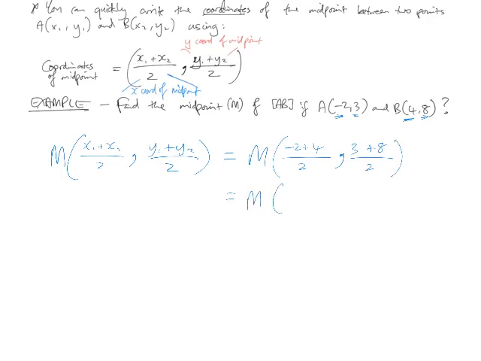So we're here now, M. Negative 2 plus 4 is going to be positive 2 over 2. 3 plus 8 is going to be 11 over 2. And so you could leave your answer as that, but always try and cancel down if you can. 2 divided by 2 is 1, comma, and 11 divided by 2 is 5.5. So the midpoint between the two points, negative 2, 3, which is A, and B, which is 4, 8, is going to be exactly at 1, 5.5. So that's how you find the midpoint between two points that you know the coordinates of.